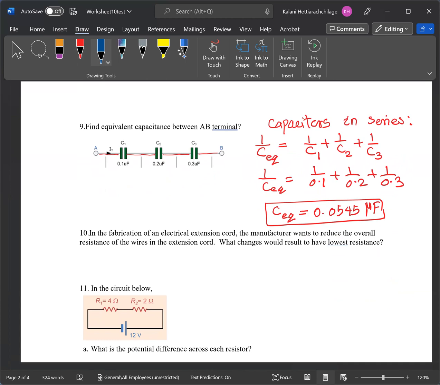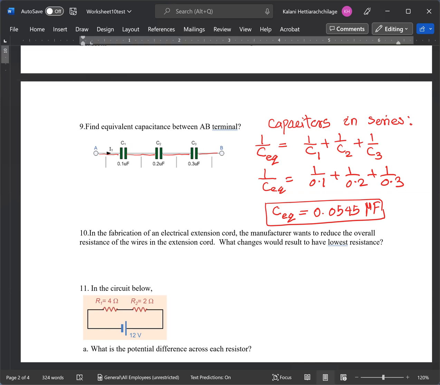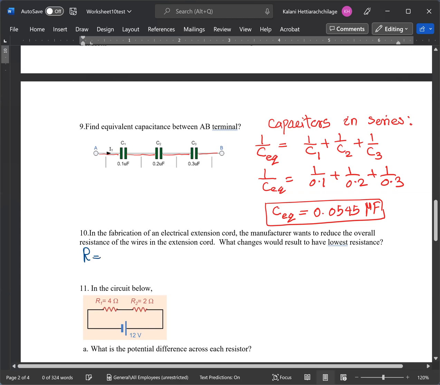So in the fabrication of an electrical extension cord, the manufacturer wants to reduce the overall resistance. Now we're going to move into the resistance. Resistance is basically the value that resists the current. Okay, slow down the current. Let's call it the electric resistance. What changes should result to have the lowest resistance? So now you know that resistance also has a formula that when they build the resistance, they have to change some variables, right?